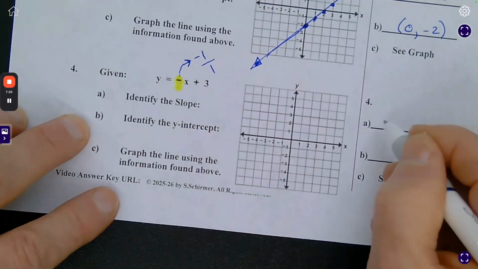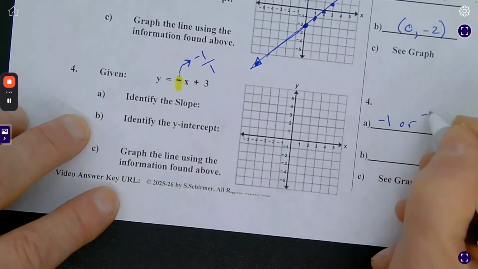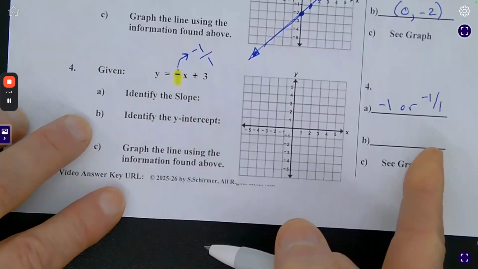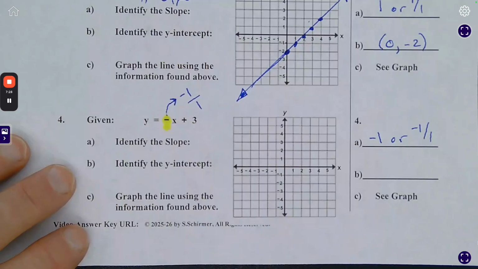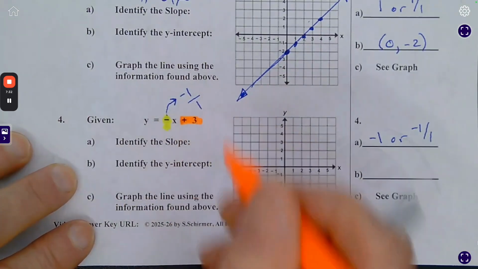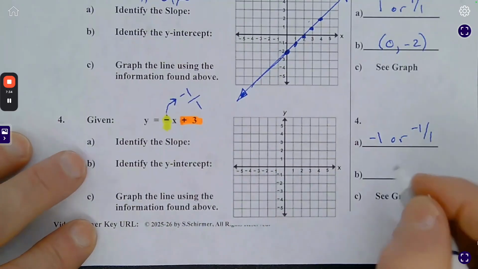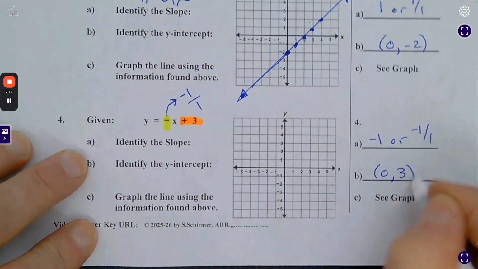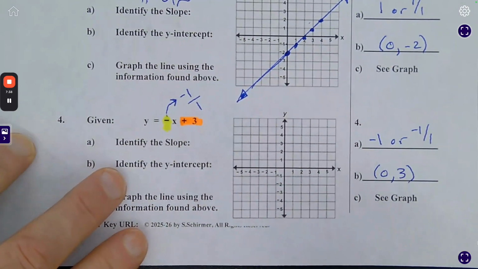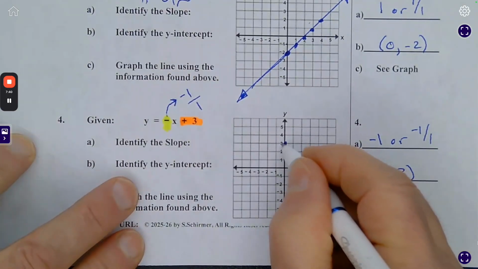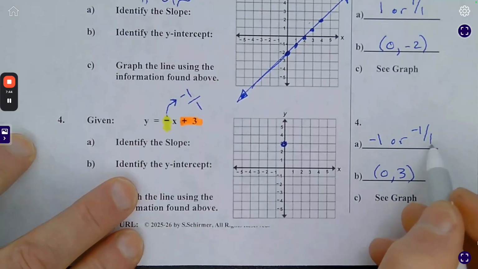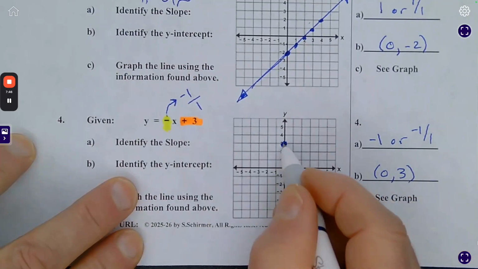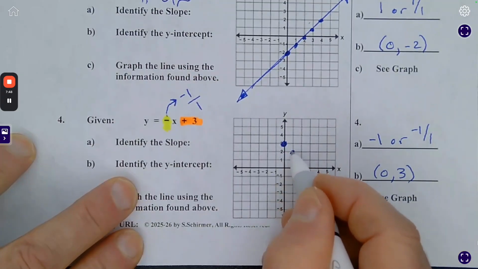That's my slope. You can do this or this, but again, from this point on I'm probably just going to keep writing my slopes in fraction form. Now my y-intercept is right here. That's 3, and I'm going to write that as an ordered pair. Let's graph it. 0, 3 is right there. Now this means go down 1, but I go over 1 in the positive. I only apply the negative to the rise. So down 1, over 1.